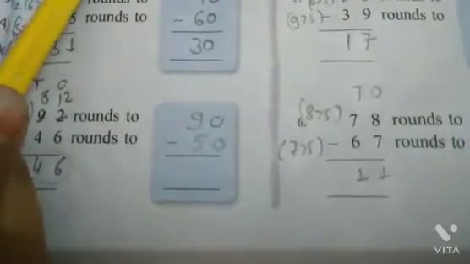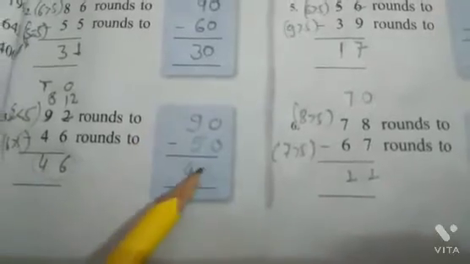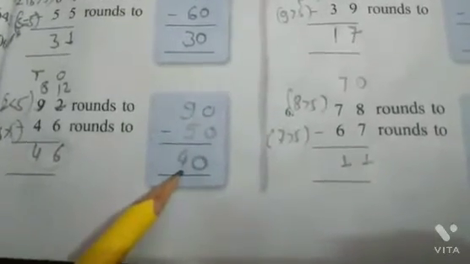Now you have to subtract 50 from 90 for checking the answer. 0 minus 0 will be 0 and 40. What will you get here? 40.